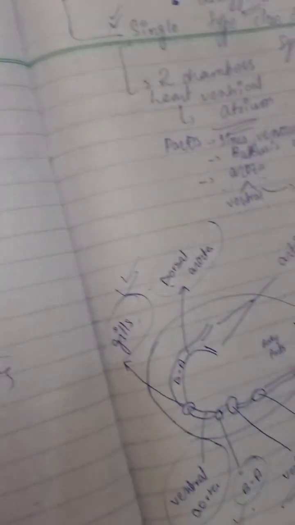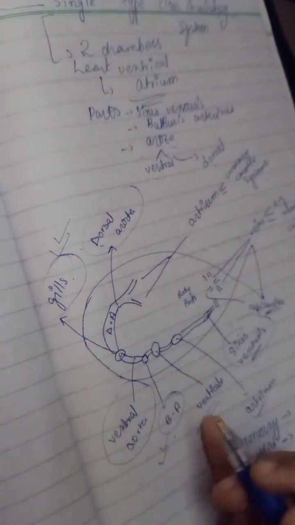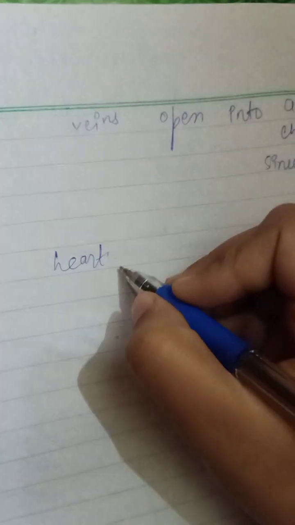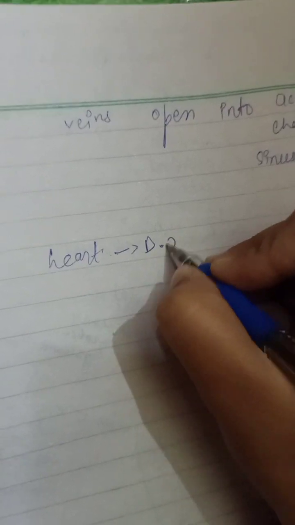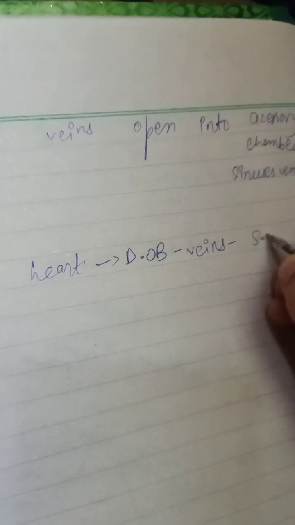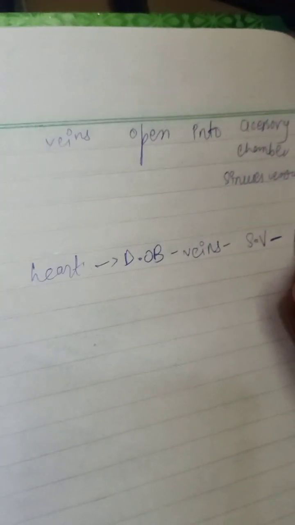After that, let me give you the pathway of what we have discussed. So the heart pumps the deoxygenated blood, which moves to the veins. Okay, after veins we are having sinus venosus. After that we are having atrium, that is the real chamber. Here you can see atrium.